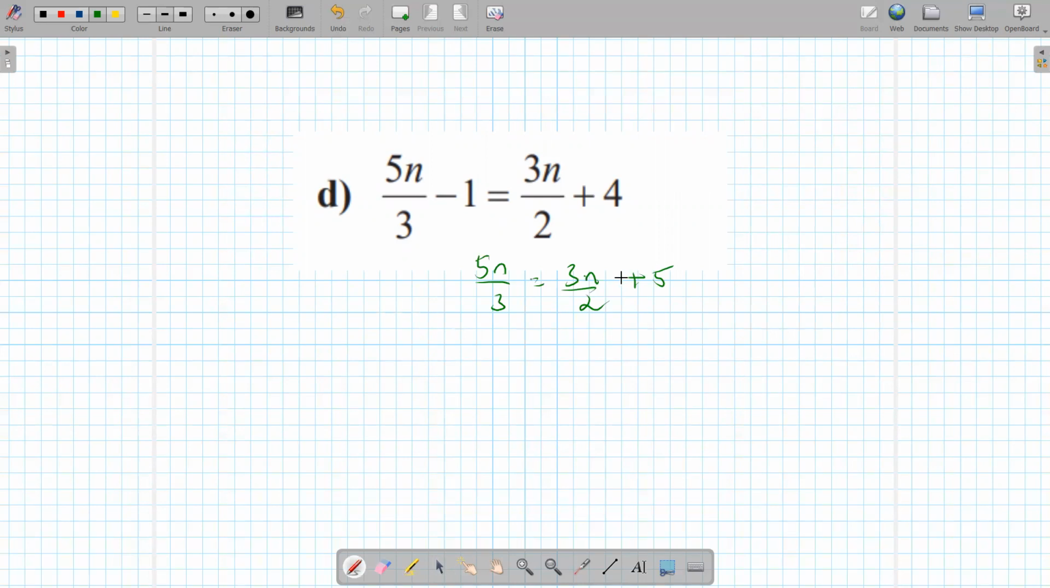Now what? We're trying to solve this equation for n. Multiply by 3. That's kind of interesting. Yeah, it does work though. But just remember, if you multiply both sides by 3, you're gonna multiply this by 3 too. On the left side, you'll have 5n, because this 3 cancels out with this 3. What do you get on the right side?